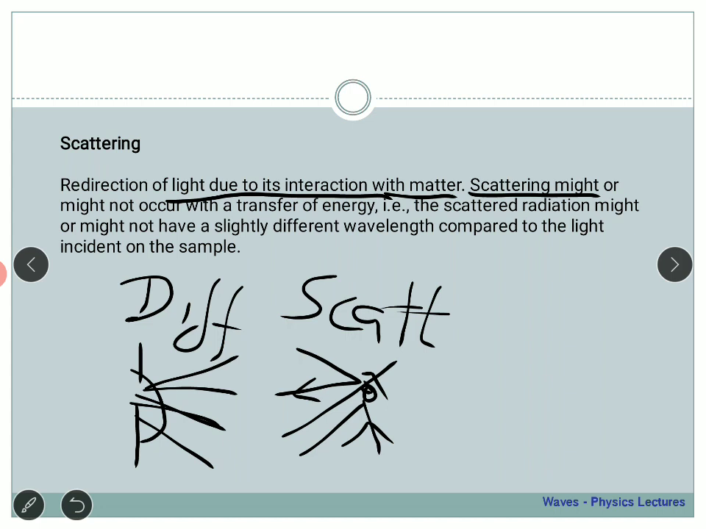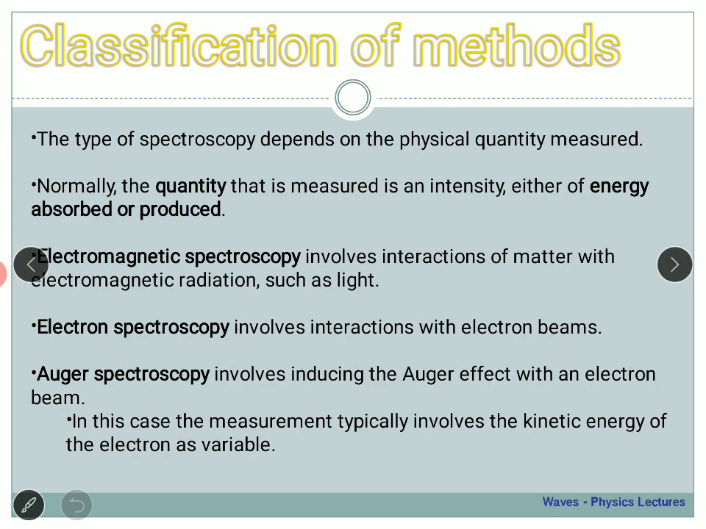We might have the input, and the output will also be the same, okay, the same radiation will come out. Might be the wavelength will remain the same. So now let's talk about classification of methods.